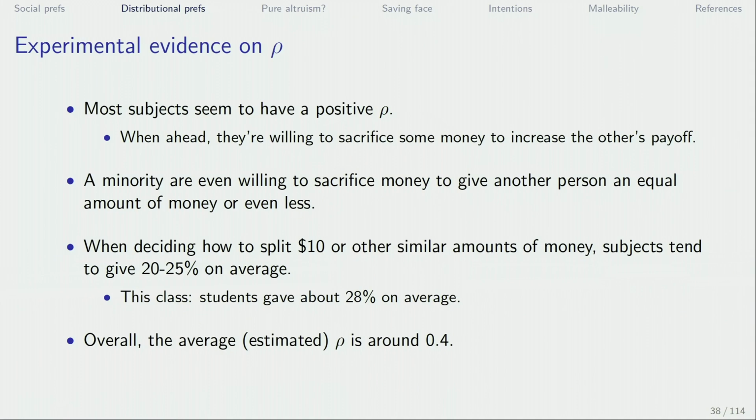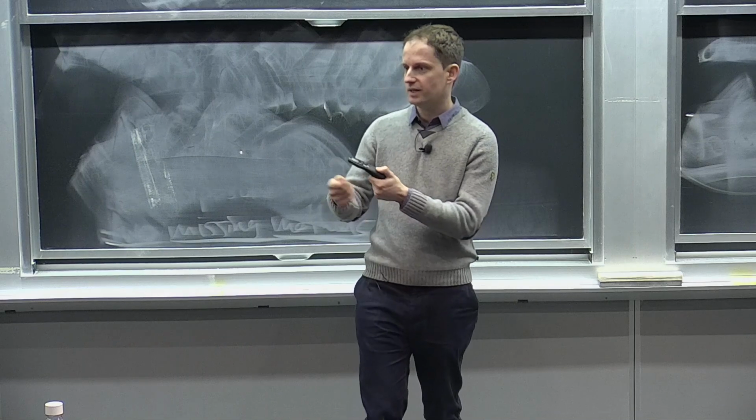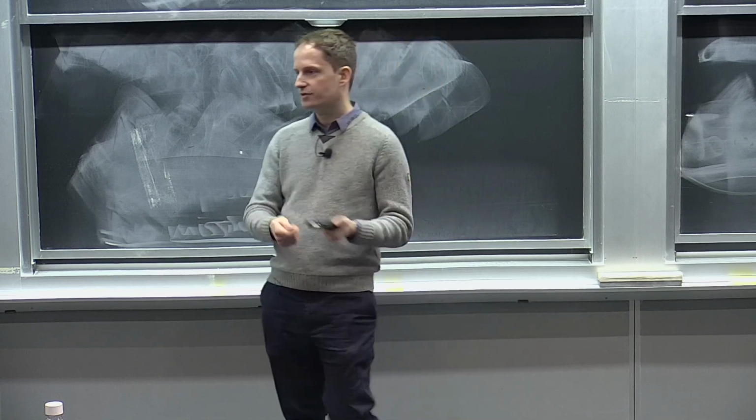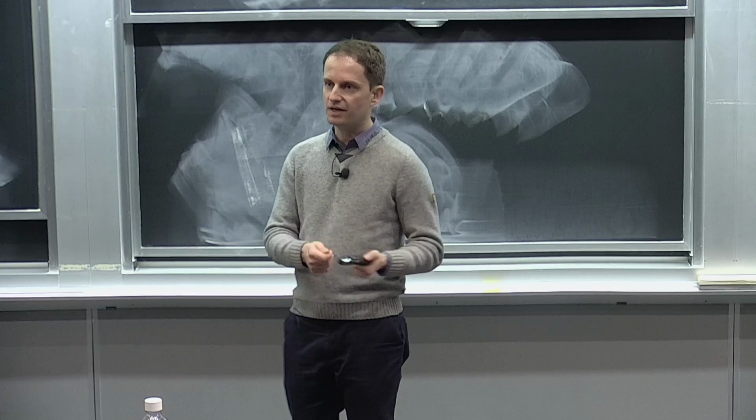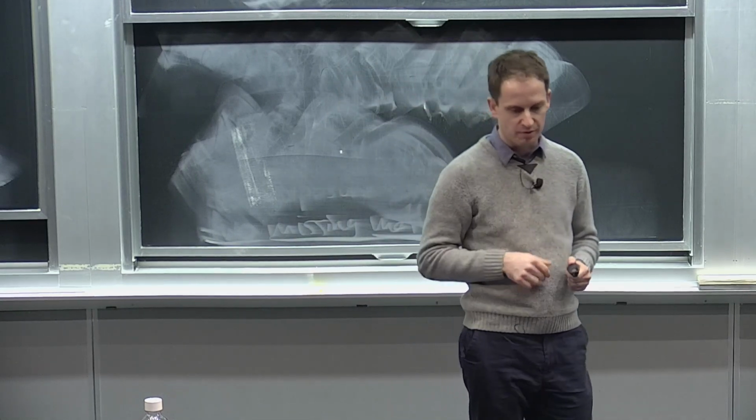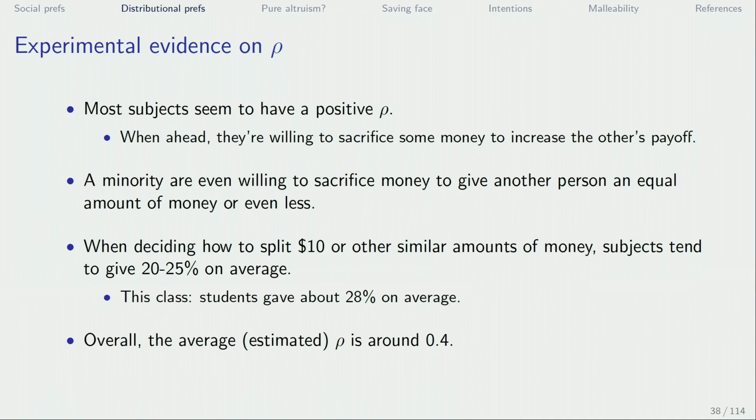So when you think about Dictator Games, when they have 10, think of this as 10-0, you're ahead. You're willing to sacrifice at least some money, like 7-3 or 6-4, or even 5-5. You like that better. You're happy to give the other person some amount. A minority are even willing to sacrifice money to give the other person an equal amount or even more. When deciding to split $10, subjects tend to give about 20 to 25% on average.